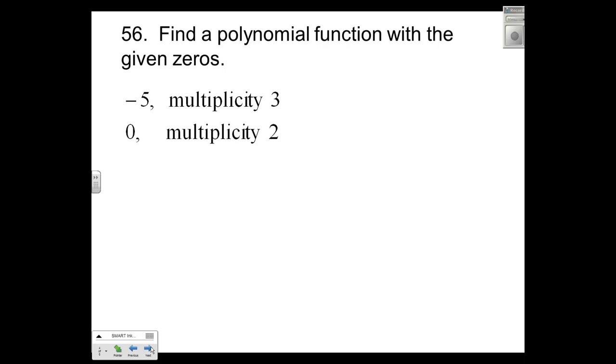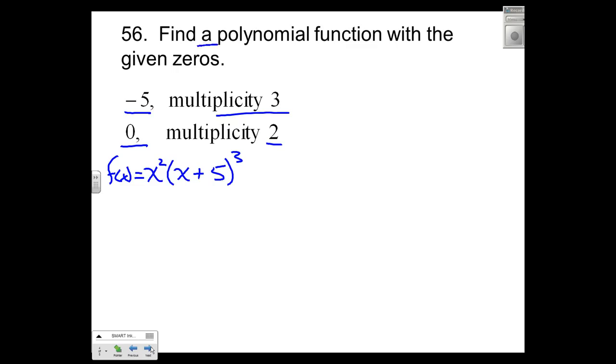Okay, find a polynomial function with the given zeros. Well, if negative 5 is a 0, then x minus negative 5 or x plus 5 should be a factor. But this is multiplicity 3, 3 of those. If 0 is a 0, then x minus 0 or x is a factor, multiplicity 2, f of x equals. And that would be it.